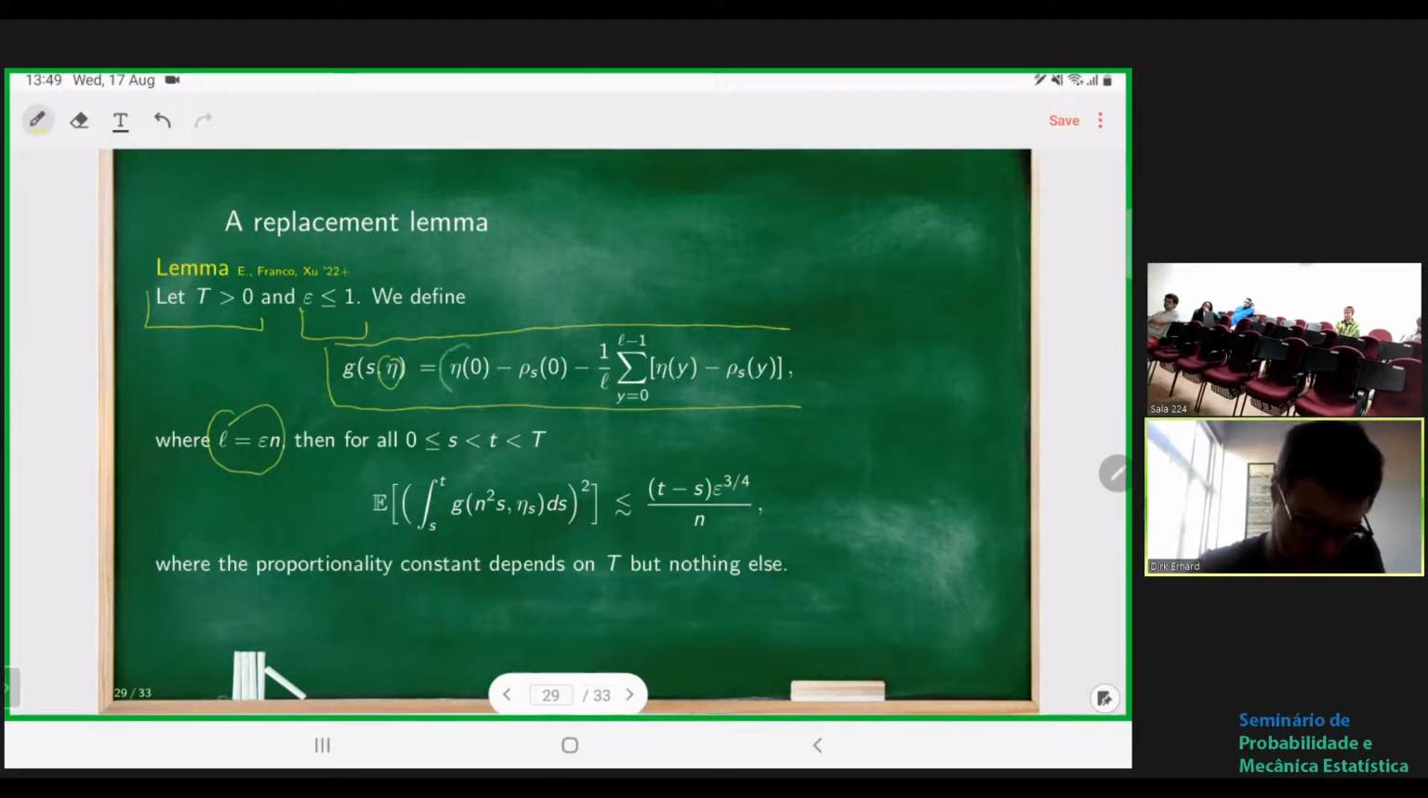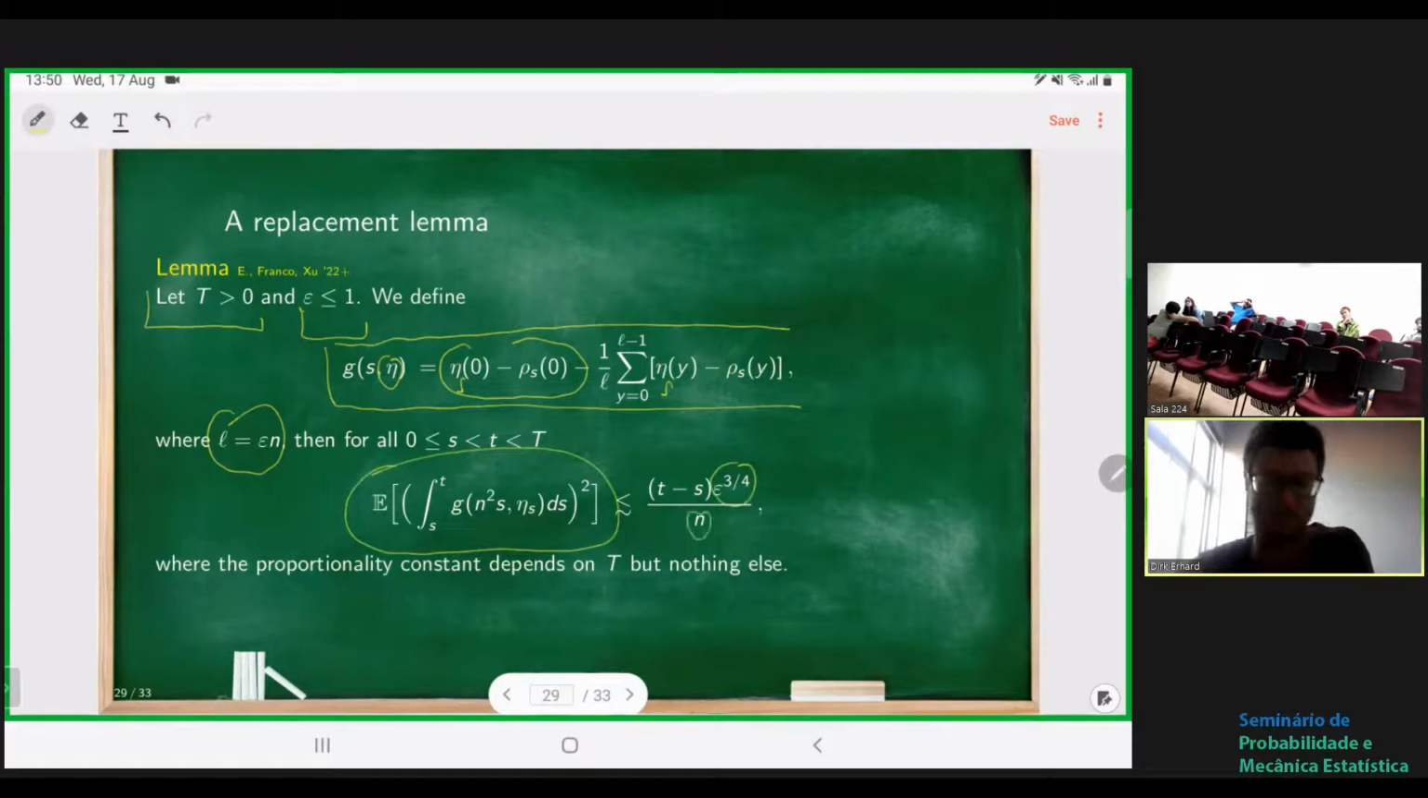So this is the term you essentially have, let's say with an s, and you would like to approximate this by the sum. And this lemma says that indeed you can do this in L2 to a sufficiently good degree. So for any S and T, this kind of second moment is bounded from above by some constant times T minus S epsilon to the 3/4 over N.